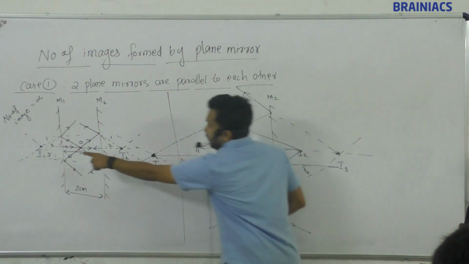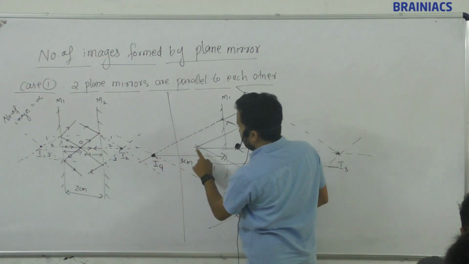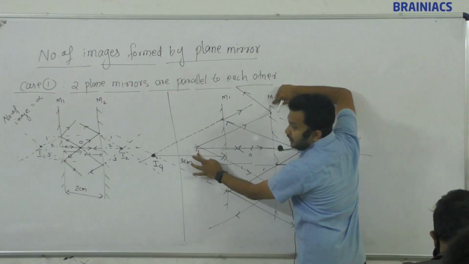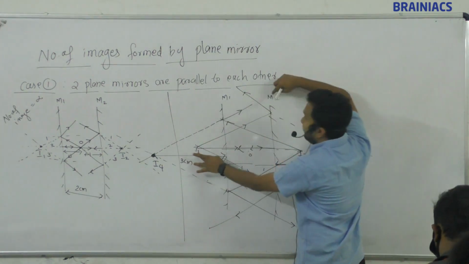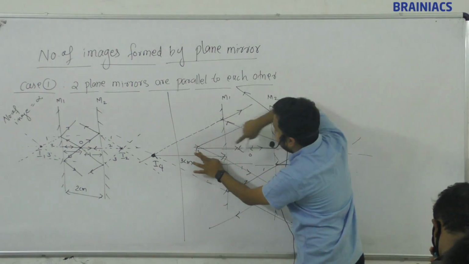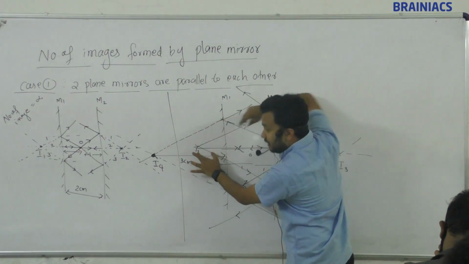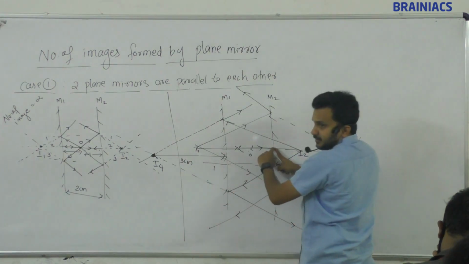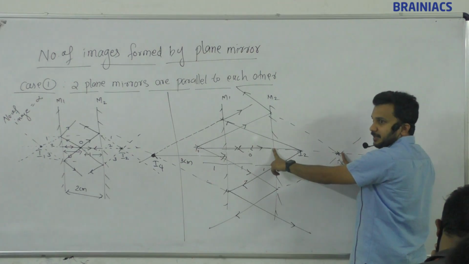Listen carefully. So now we have I1 and I2. Where is I1? I1 will be here. So this I1 will act as an object for M2. How far is this I1 from M2? This distance is 2 centimeter, and this is 1 centimeter. Totally 3 centimeter. So the image from this mirror is 3 centimeter away. Plane mirrors, right?